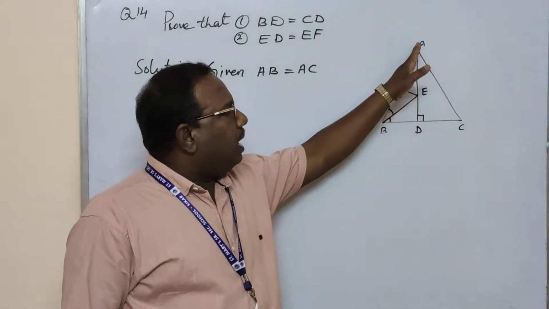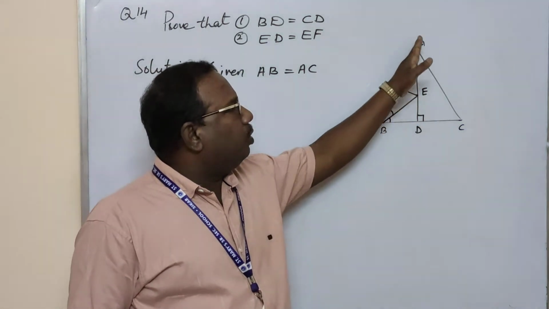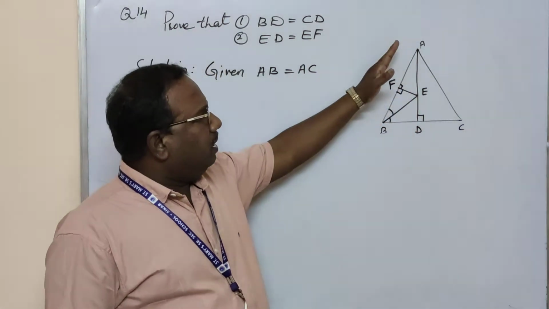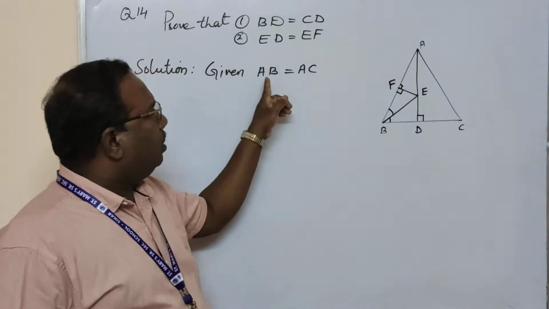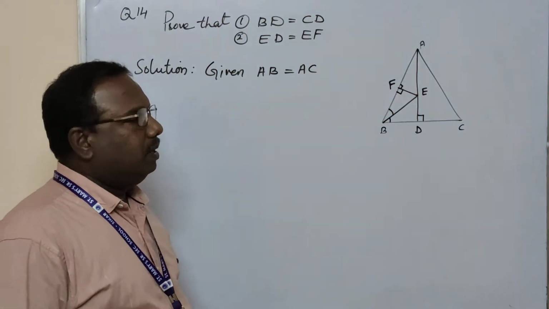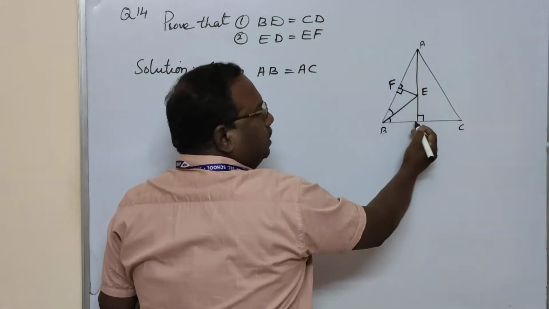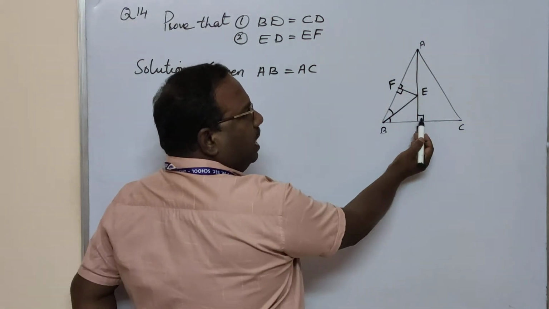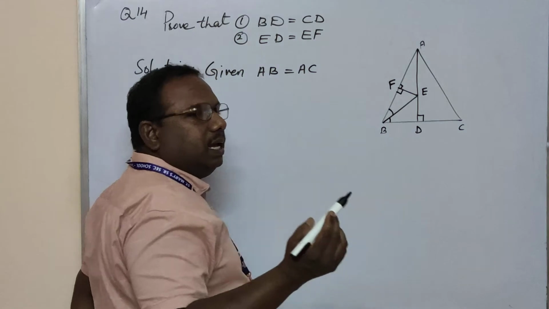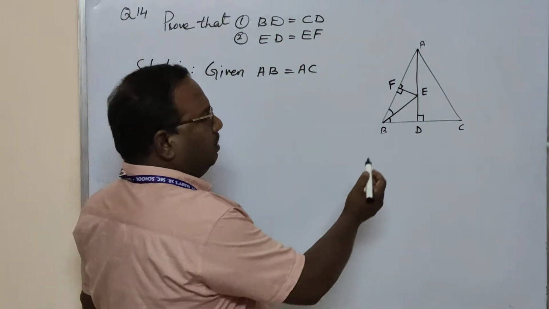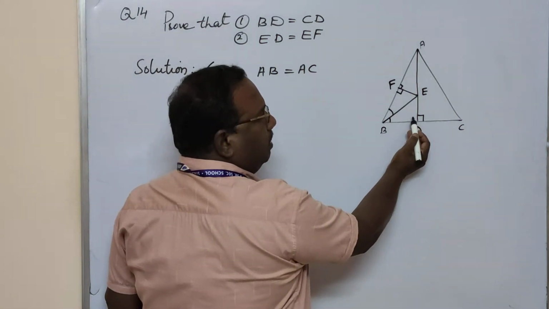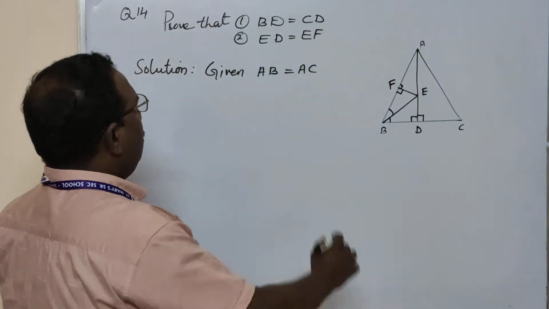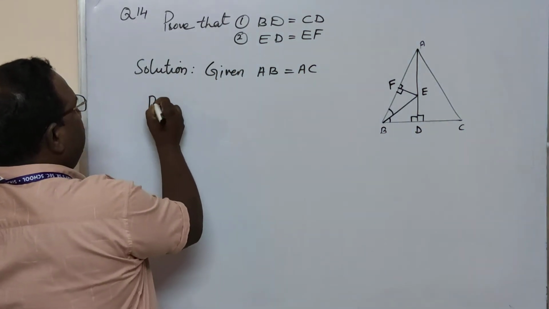Let's prove triangle ADB is congruent to triangle ADC. Given AB equal to AC, look at the board, AB equal to AC. And AD is perpendicular to BC. What is the measure of this angle ADC? This is 90 degree. What is the measure of this angle ADB? This is also 90 degree. So, proof.